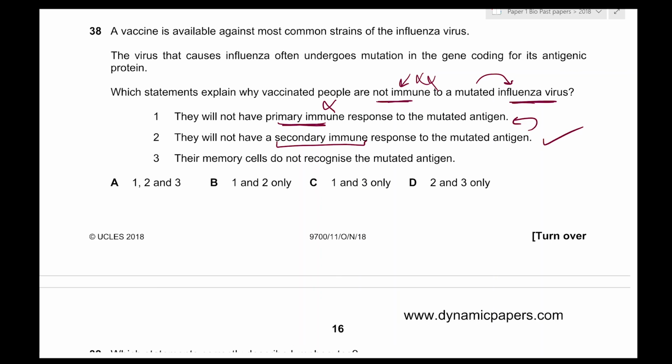Well, the body starts forming new memory cells to the new antigen in a normal immune response. Now, they will not have a secondary immune response. Why? It's simply because there are no memory cells present for this unique antigen. Now, number 3, their memory cells do not recognize the mutated antigens. Now, this is correct, as we just mentioned, because the memory cells are only complementary to a specific one, not to the mutated new one. Therefore, the correct answer must be D.